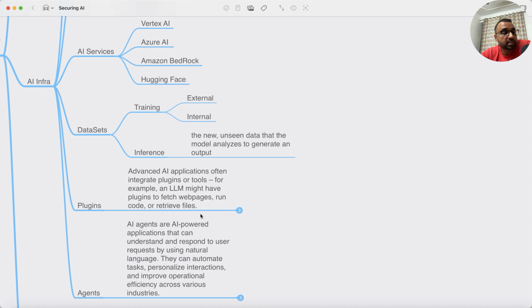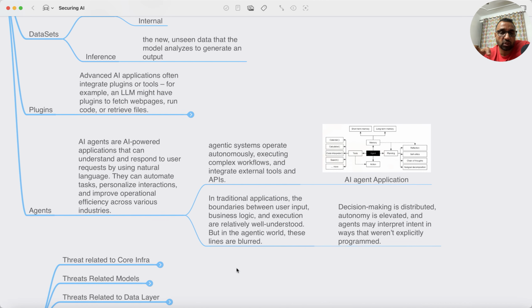Also, agents, another growing area that has got a lot of attention in the last few months. So an AI agent is essentially an AI powered application that can understand and respond to user requests by using natural language, and they are outcome driven. So they can automate tasks, personalize interaction, and improve operational efficiency across multiple use cases. So these systems operate autonomously. They execute complex workflows and integrate external tools and APIs. So typically a single step agent or a single function agent will only do one thing, but a multi agent environment will have multiple agents working together to execute a complex workflow.